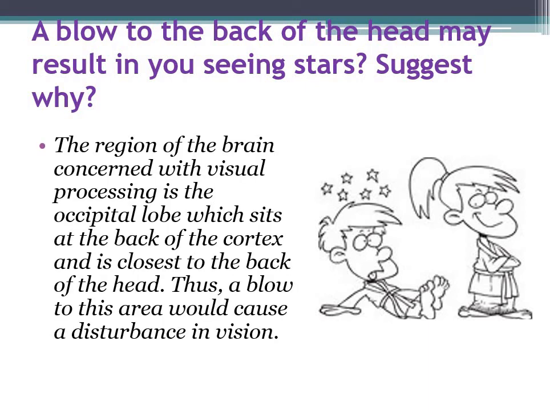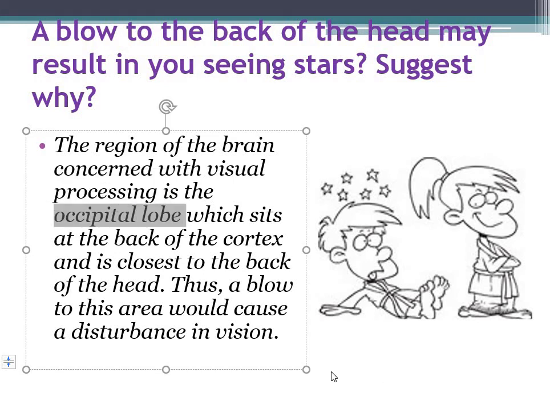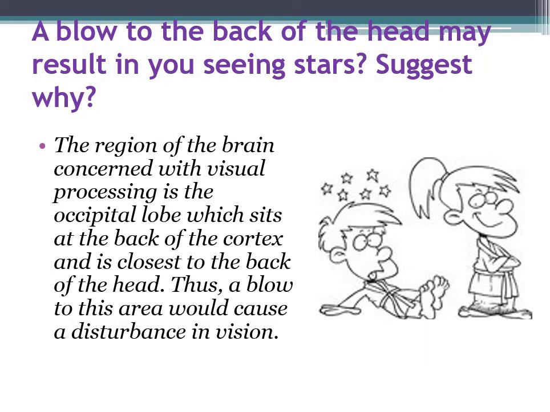So the idea is that's the occipital lobe, so that would be important to mention. That's the part of the brain which is involved in vision, so it may affect our vision. Question 2.